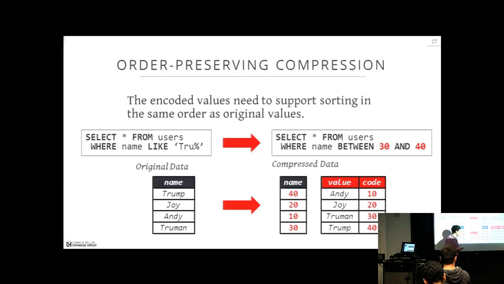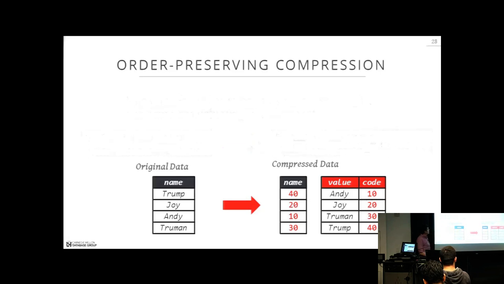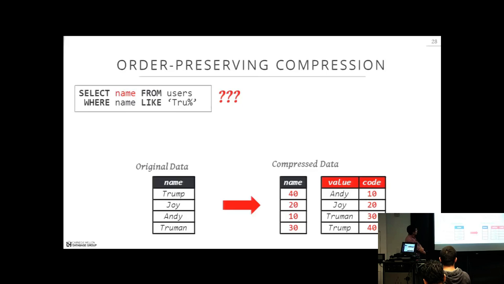access the compressed data. So our first query is: select name from users where name like TRU. The difference here is that instead of saying select star, now I'm only getting the name attribute. So my question is, can I operate directly on the dictionary data, or do I need to go through and look through the compressed column as well? What would happen for this query? What do we need to do?